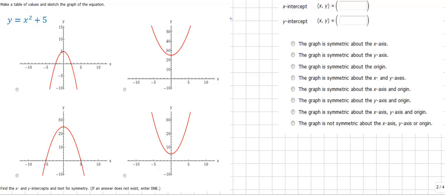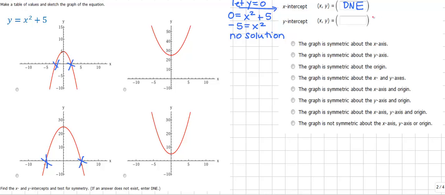If I wish to find an x-intercept, I'm going to let y equal 0 in the equation, and I'm going to solve for x. And when I do, I see that I get the result x squared equals negative 5, which is not possible. So this graph has no x-intercepts, which means that we rule out this one as well as this one as far as options for our graph.